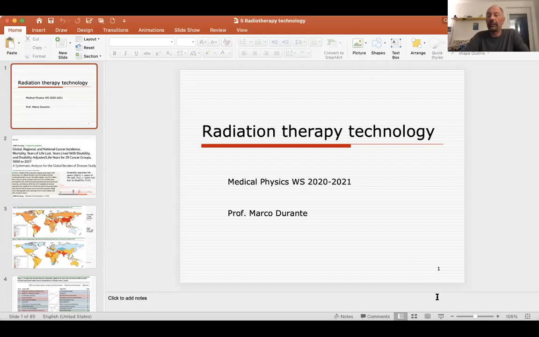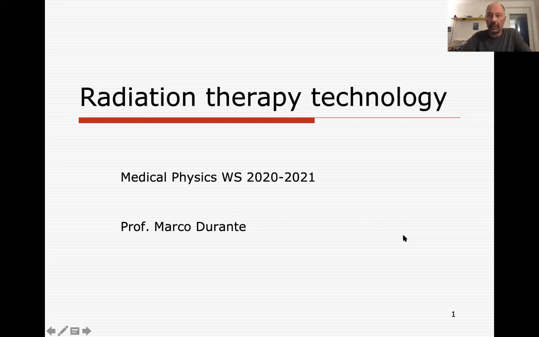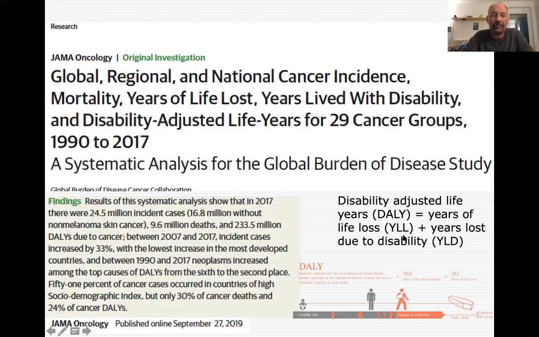Today we will talk about again radiotherapy, but this time we will focus on the technologies used for radiotherapy. So how we use radiotherapy. We saw the theory in the previous lecture. But before going into the technology, let's see what we treat with radiotherapy.